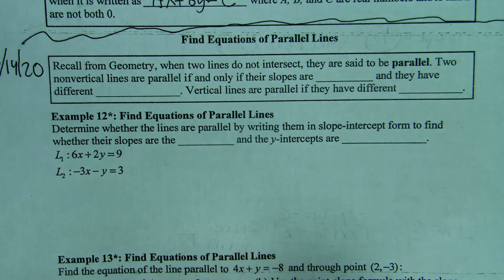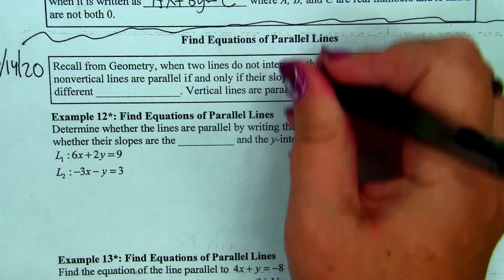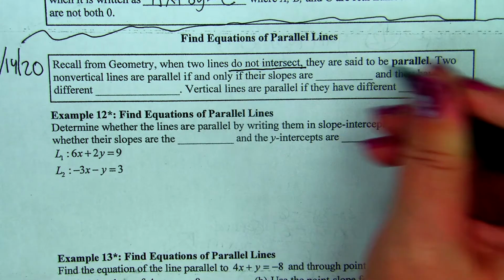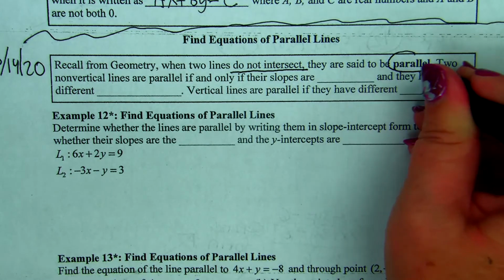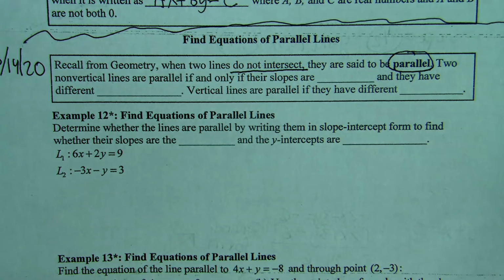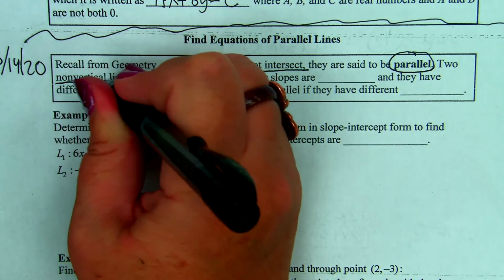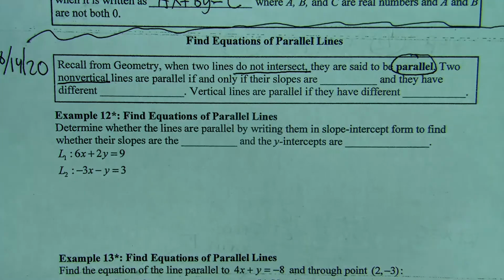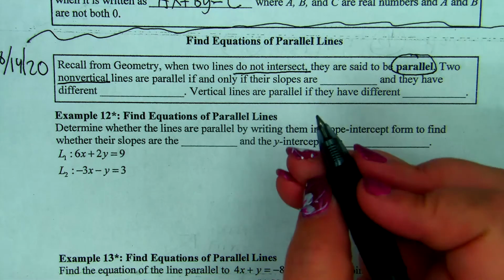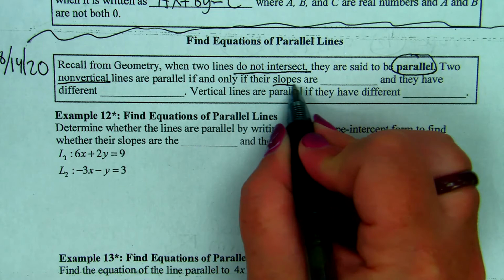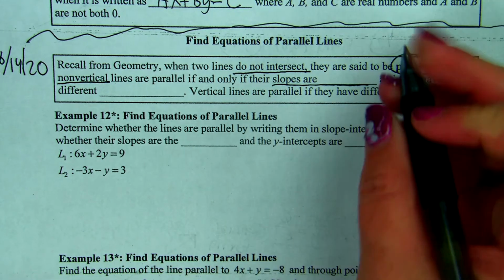Equations of parallel lines. We talked about this today. Recall from geometry, when two lines do not intersect, they're said to be parallel, like train tracks. Two non-vertical lines are parallel. The reason it says non-vertical is because vertical lines don't have slopes. They're undefined. Even if their slopes are equal.